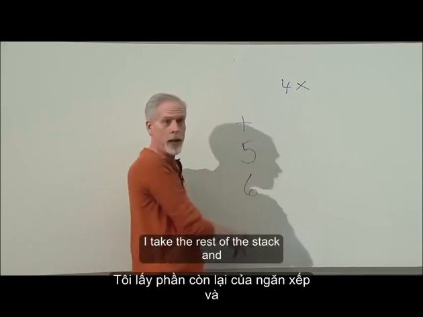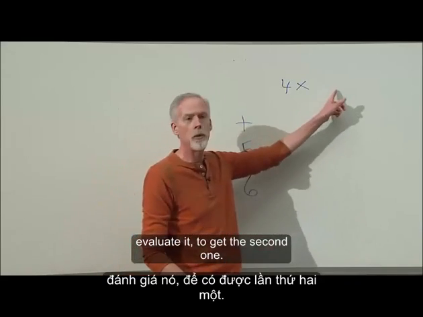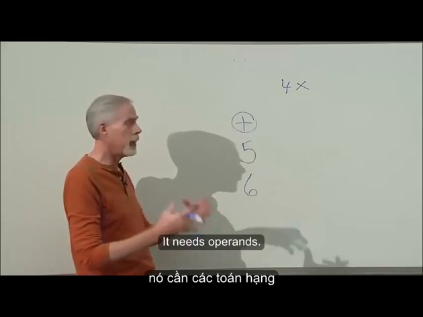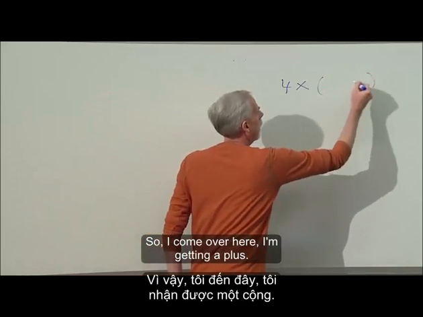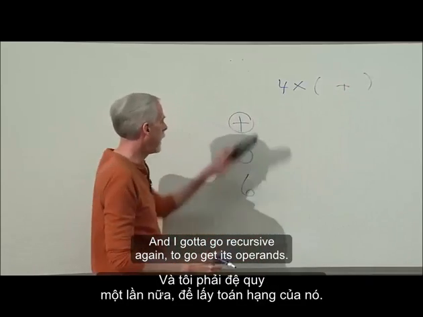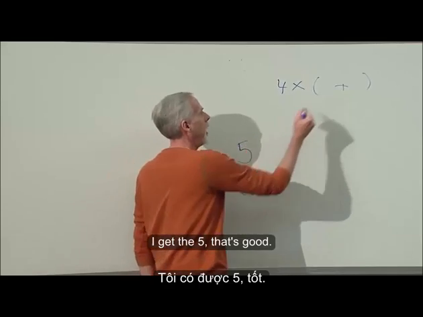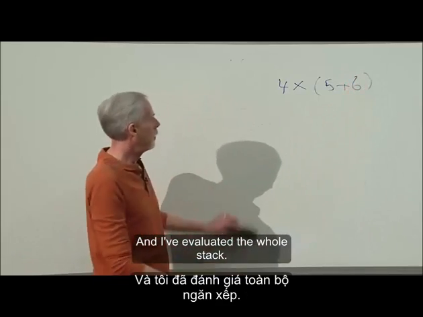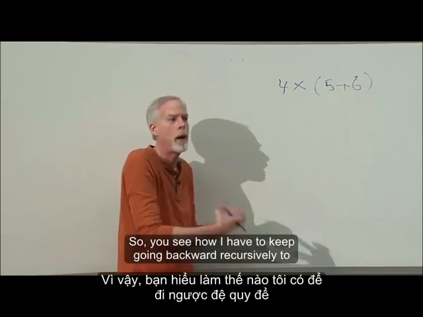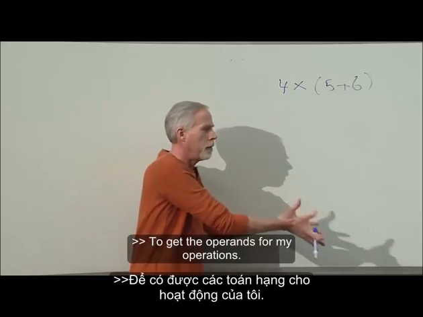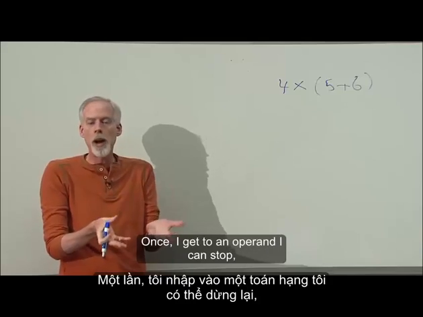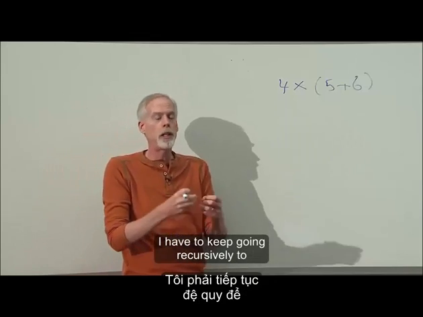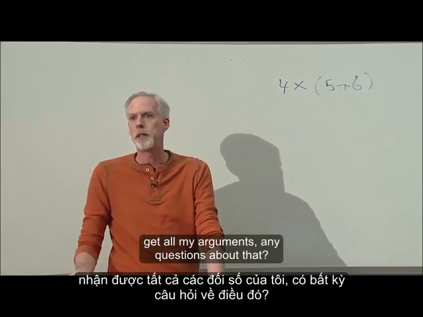Now I take the rest of the stack and evaluate it to get the second one. And when I do that, I get plus. So plus says, oh, I have to evaluate plus. It needs operands. So I come over here, I'm getting a plus, and I have to go recursive again to get its operands. I get the 5. That's good. I go recursive again, get the 6 over here, and I've evaluated the whole stack. So you see how I have to keep going back recursively to my evaluate to get the operands for my operations. Once I get to an operand, I can stop. As a number, I've got it, and I'm out of there. But every time I encounter another operation, I have to keep going recursively to get all my arguments. Any questions about that?